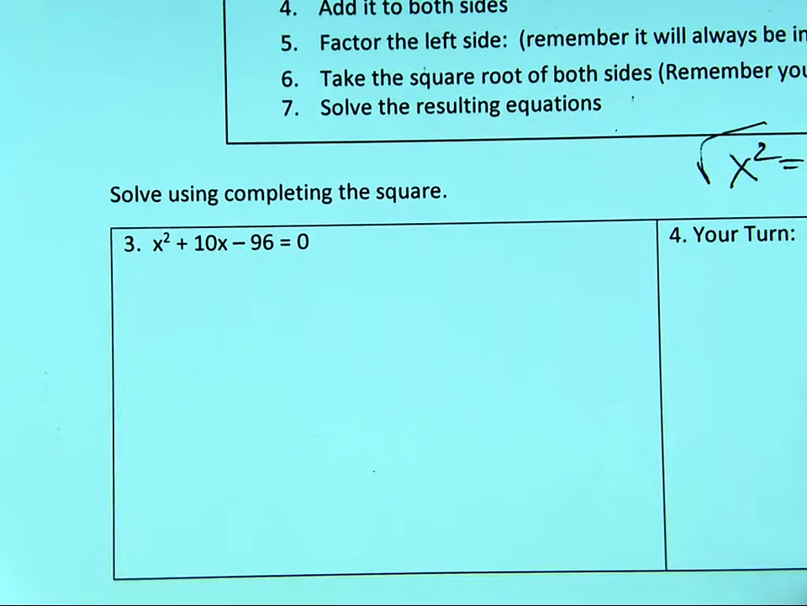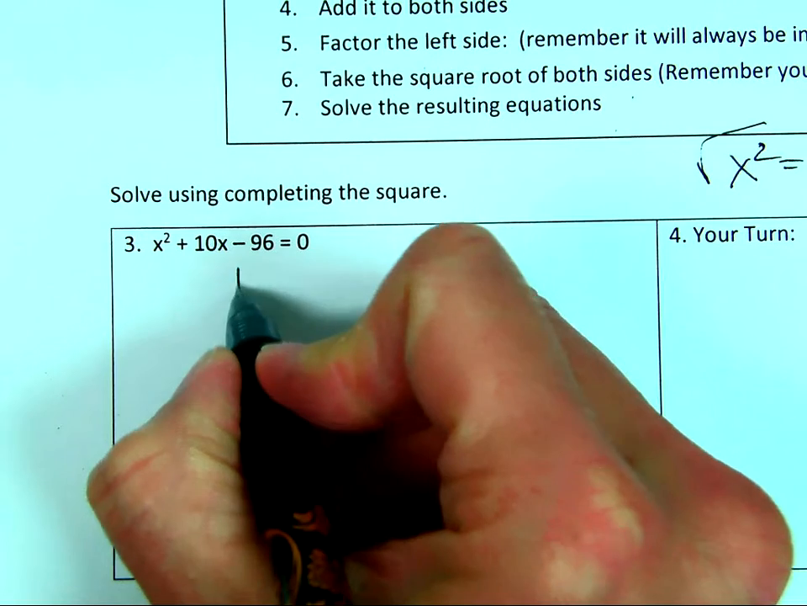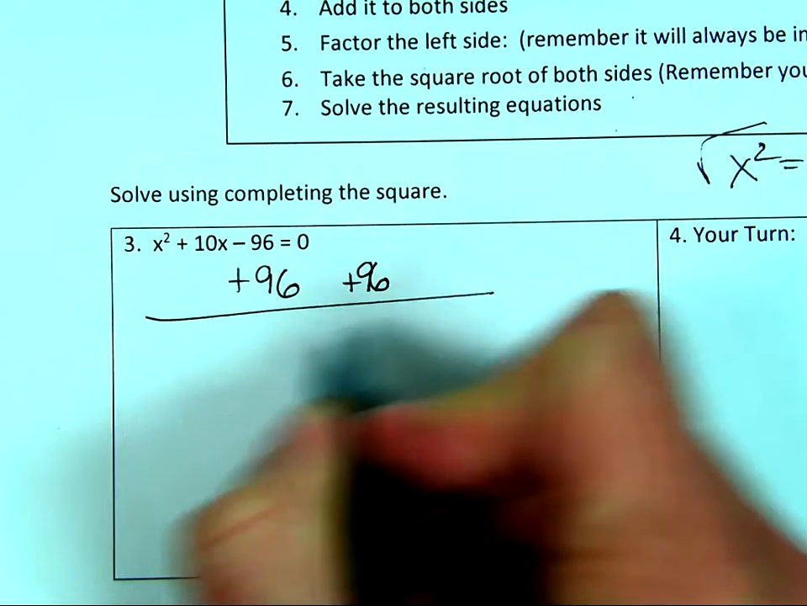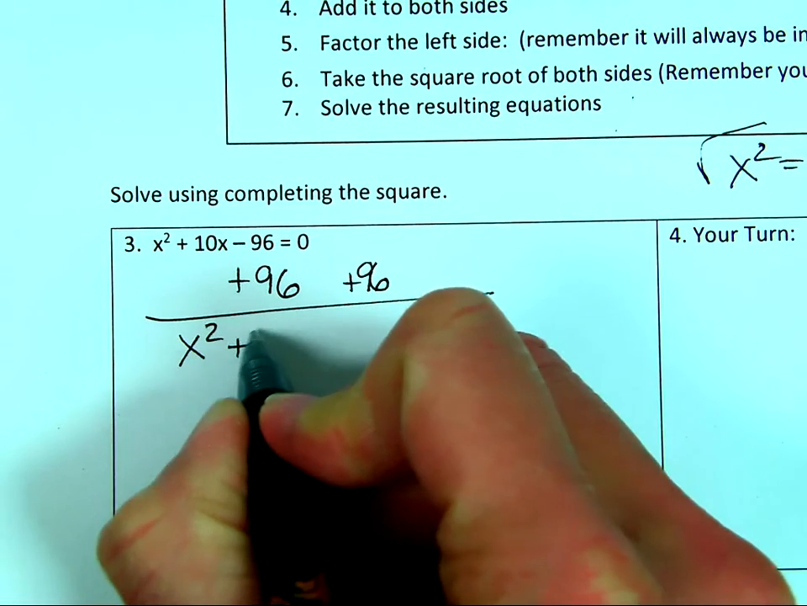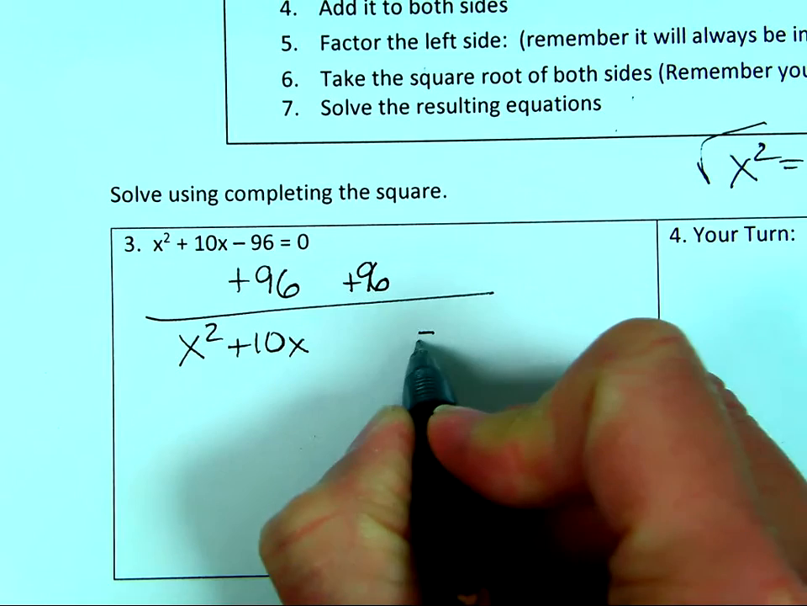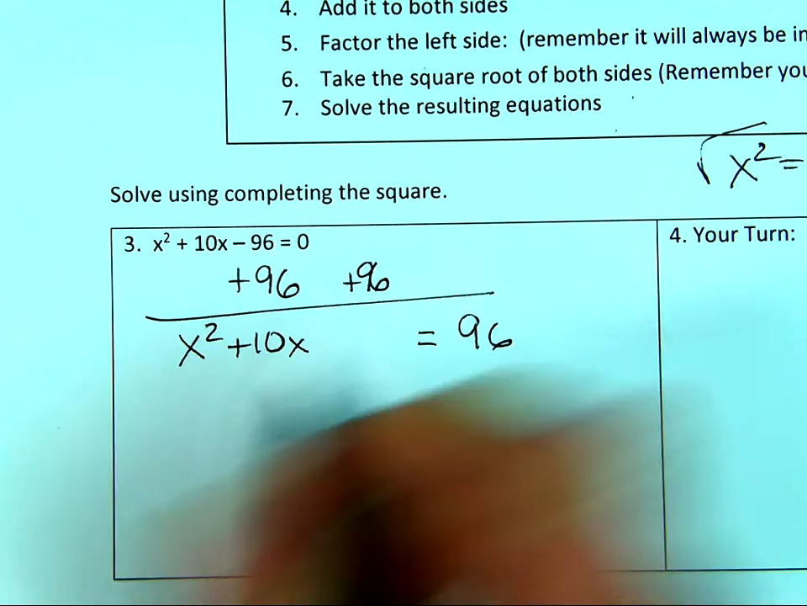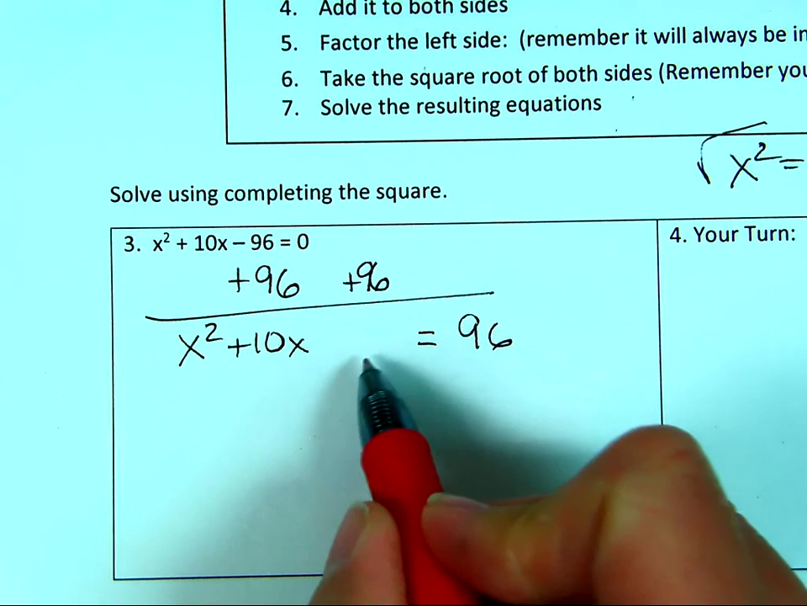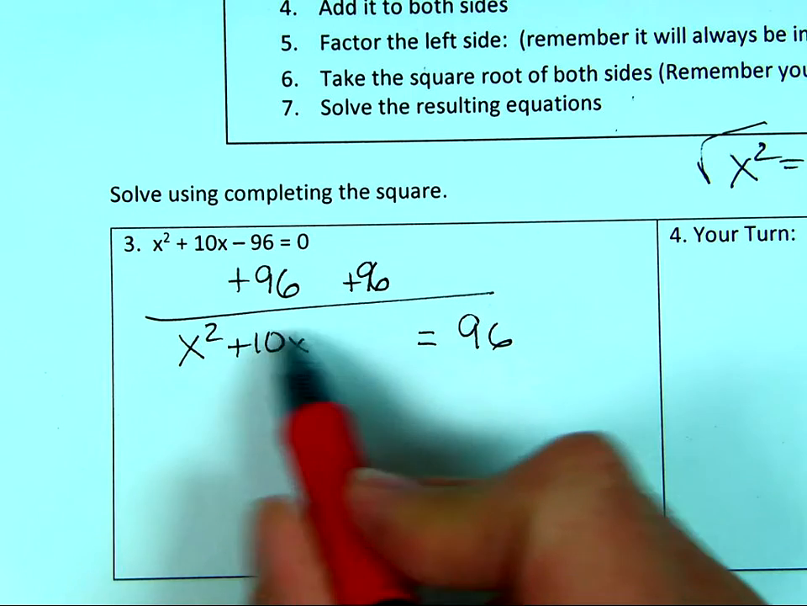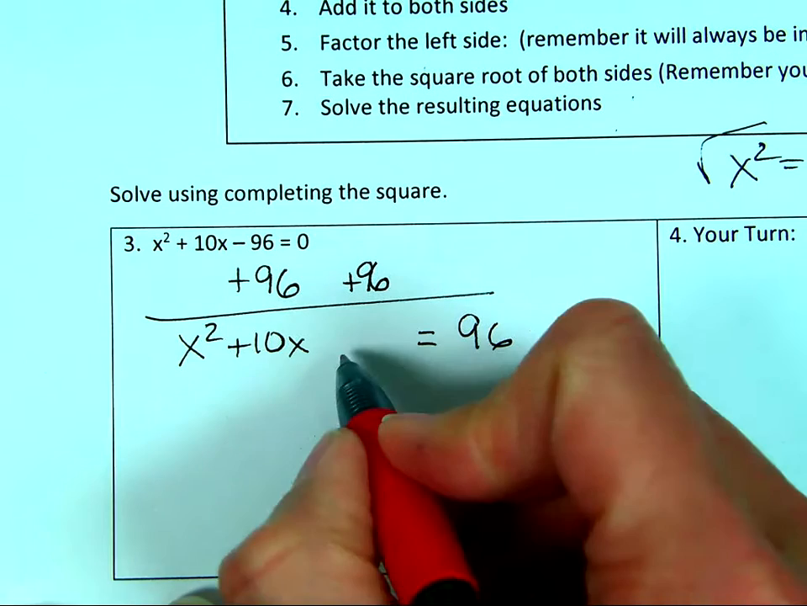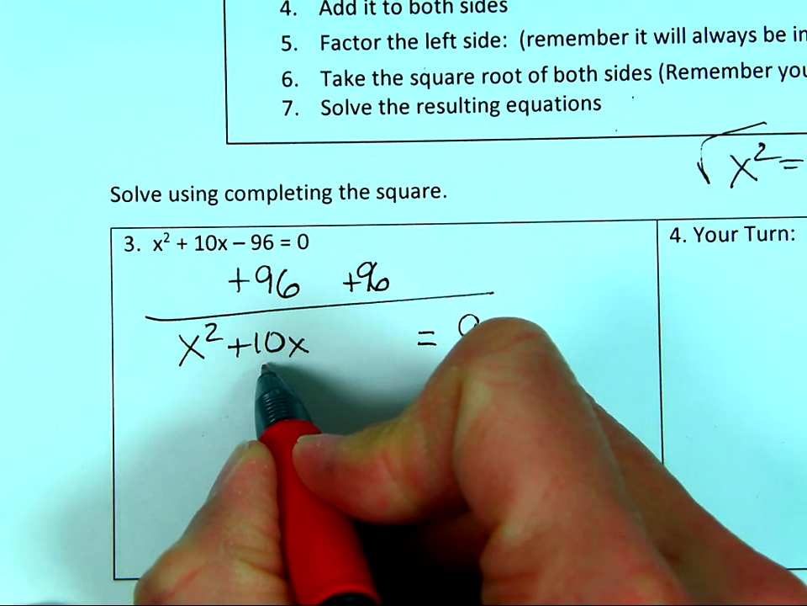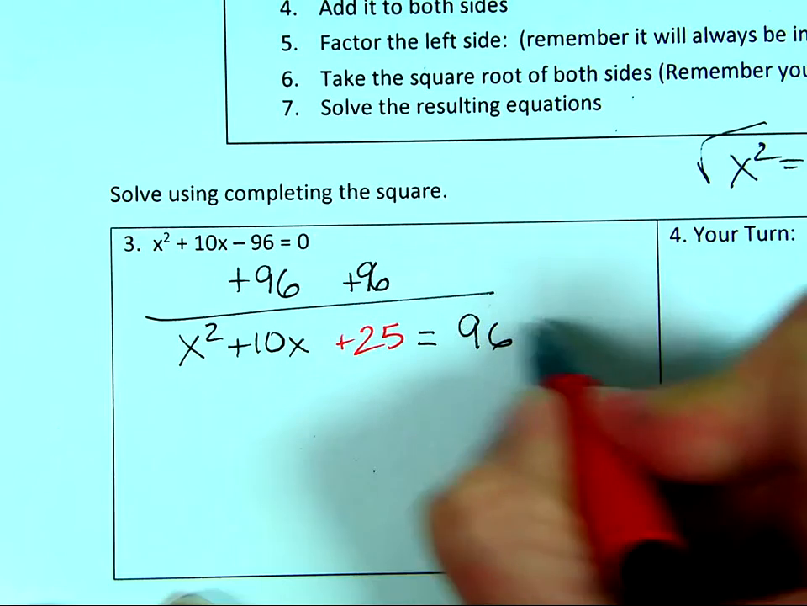Okay, so we're going to take half. We're going to add c to both sides. So it was negative 96. I'm going to add 96 to both sides. And when I do that, I leave a little gap right here because I know that I'm going to soon add something to both sides, and I want to add the c right there to make that perfect trinomial square. So I'm going to take half of b, which is half of 10, which is 5, square it, which is 25, and I'm going to add it to both sides.